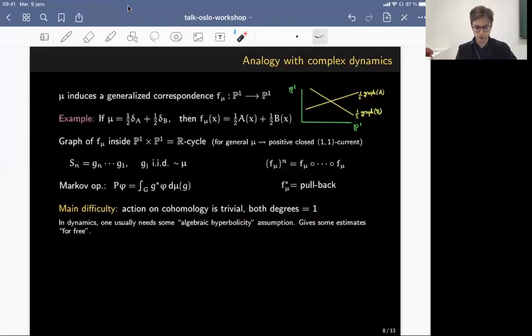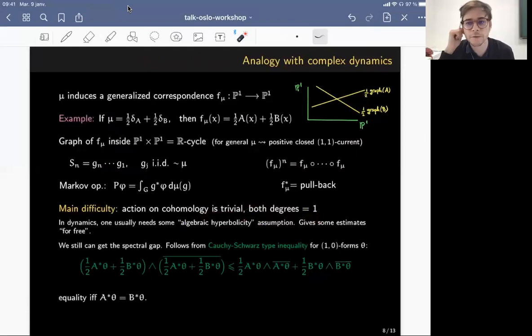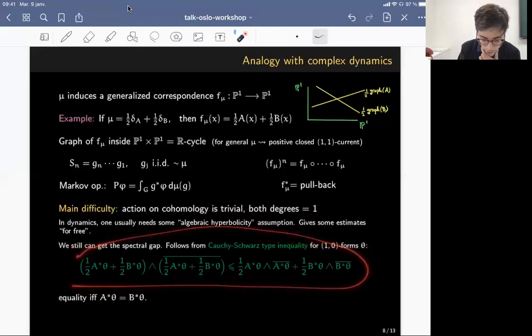How do we do that? We do that using a Cauchy-Schwarz type inequality for (1,0)-forms. This is the main inequality that makes things work even without a gap in cohomology. What does the inequality say? If you take a (1,0)-form theta on P1, then the square of the average is smaller than the average of the squares. So this is an inequality on the level of forms. Even more importantly, we know exactly when we have equality: we have equality if and only if both pullbacks agree.